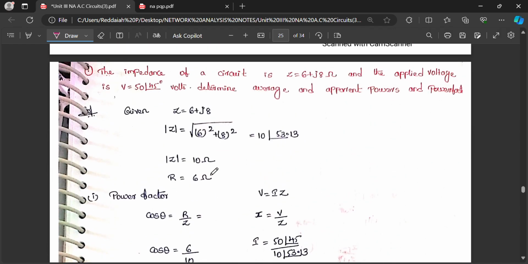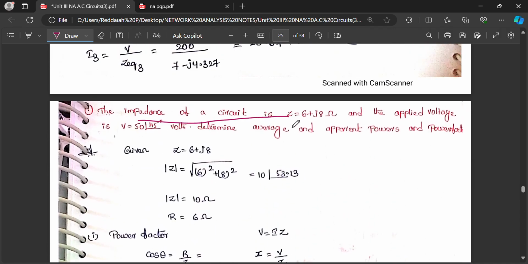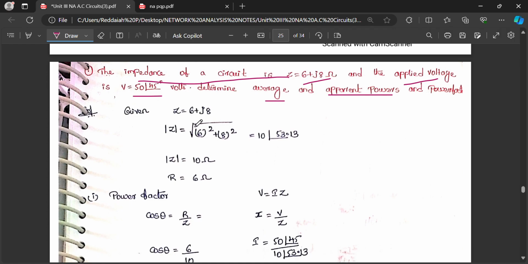Similarly, another problem. The impedance of a circuit is Z equal to 6 plus j8, and the applied voltage is V equal to 50 at an angle of 45. Determine the average and apparent powers for that. Z equal to 6 plus j8. From that impedance you can calculate 10 at an angle of 53. What is this? Theta or phi. Theta equal to 53.13. If you want the phase angle, you can directly consider this.